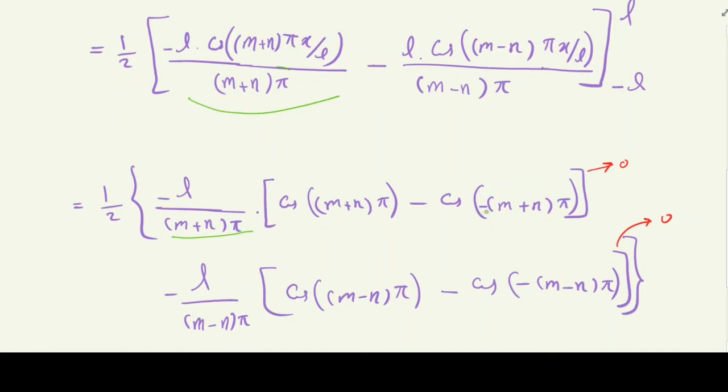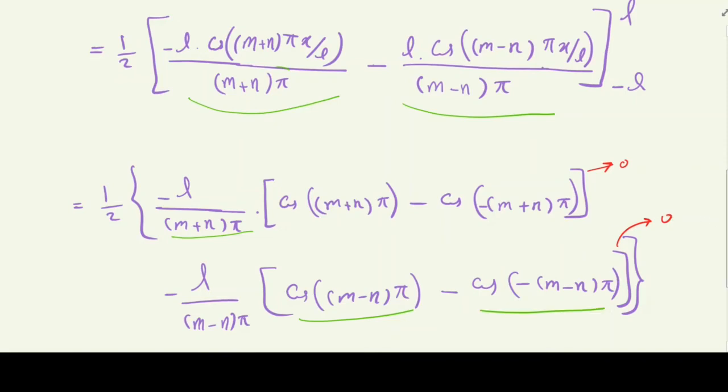So similarly for the second term, you can keep all these constants outside: minus L over m minus n pi. And then for this term that you have a cosine here, if you substitute L, it's going to be cancelled out from top and bottom, and you're going to get cosine of m minus n times pi, which is this term. And if you substitute minus L, then you're going to end up with pretty much the same term, except there is going to be a minus here because of the minus L.